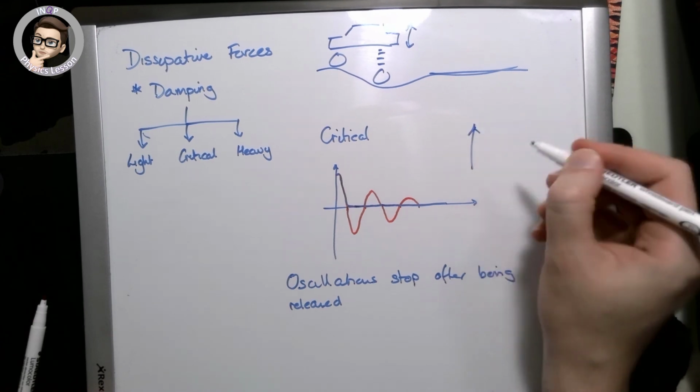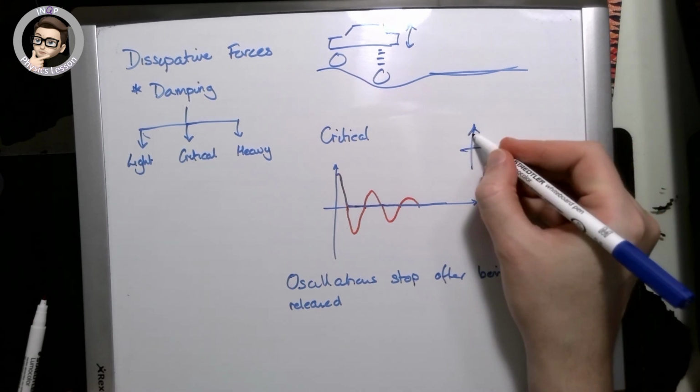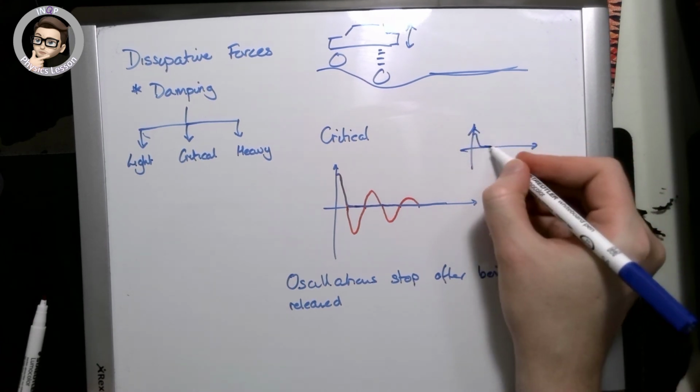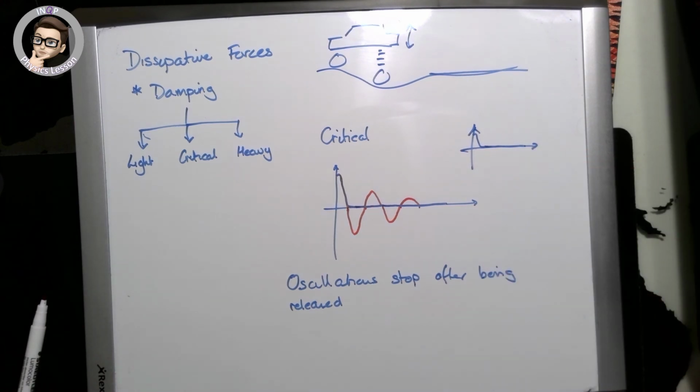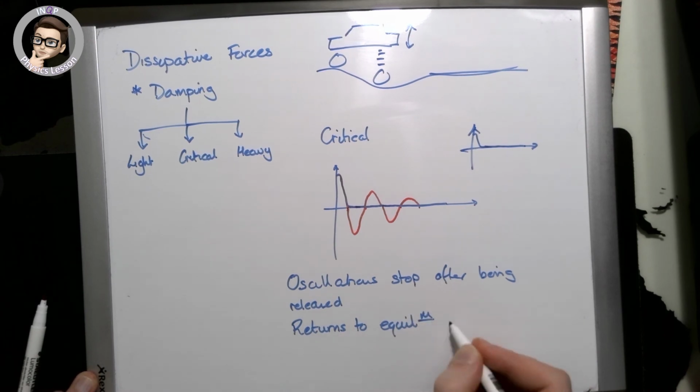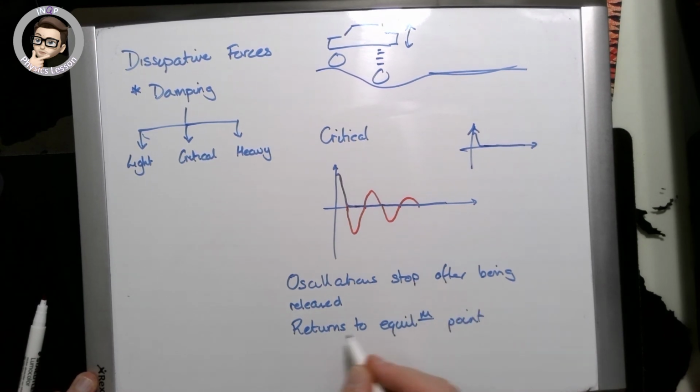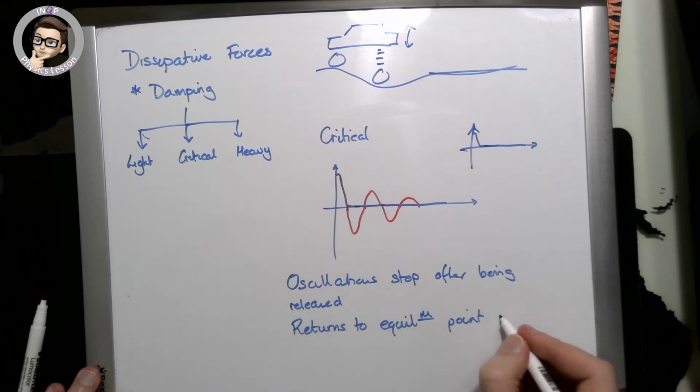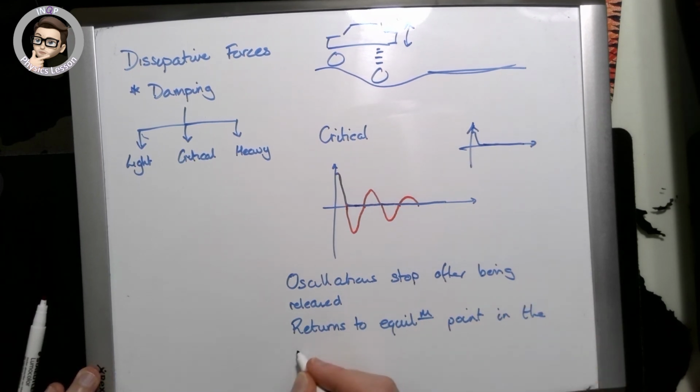In fact, let me draw this again so you can see it just slightly better. That's it, that's all it does, and it stays flat, it goes to 0. It returns to the equilibrium point. That just means equilibrium, by the way. So it returns to the equilibrium point in the shortest time. Okay, so the shortest possible time.